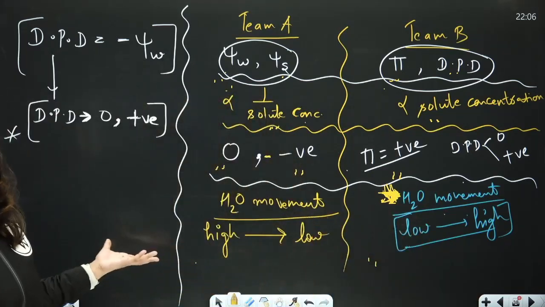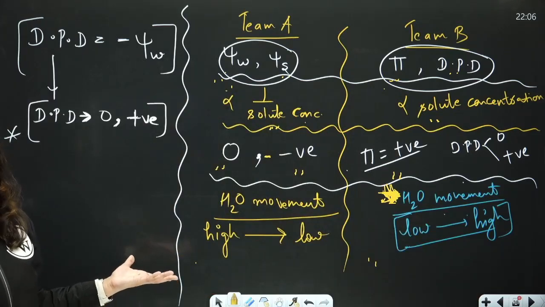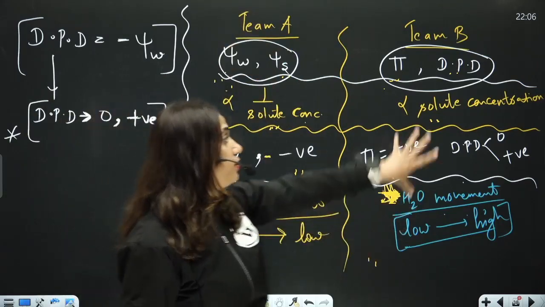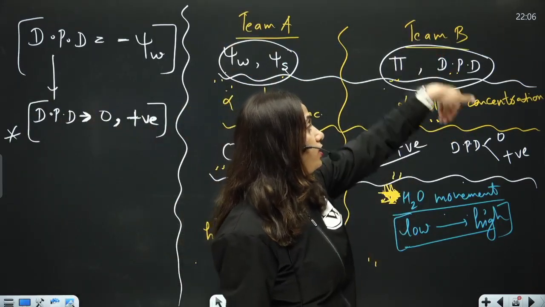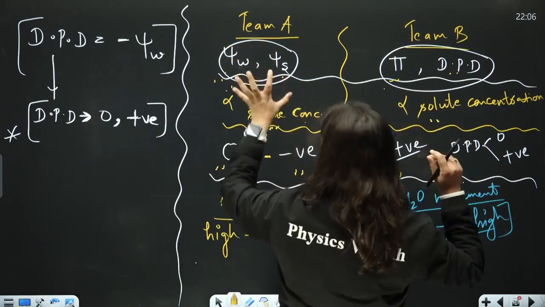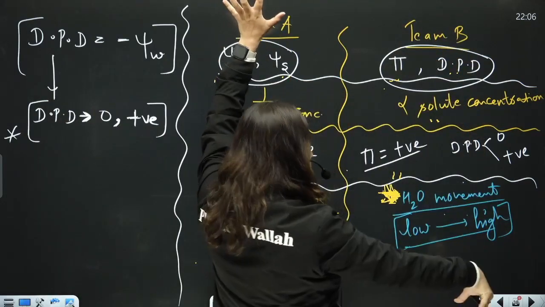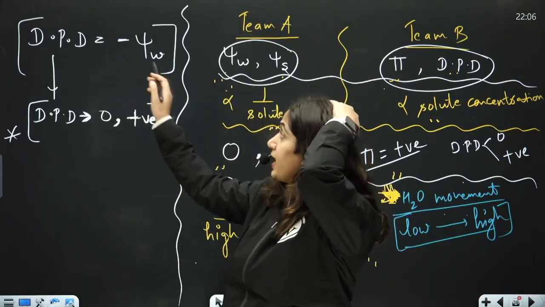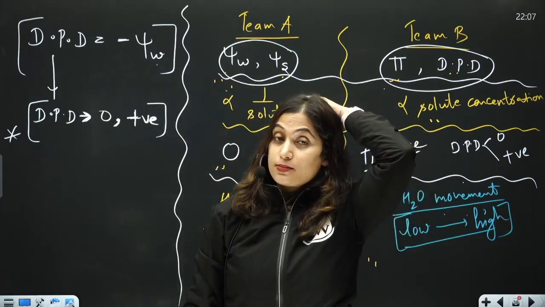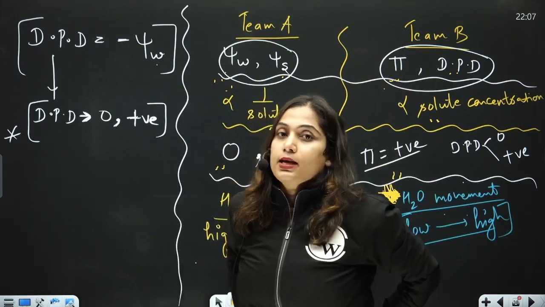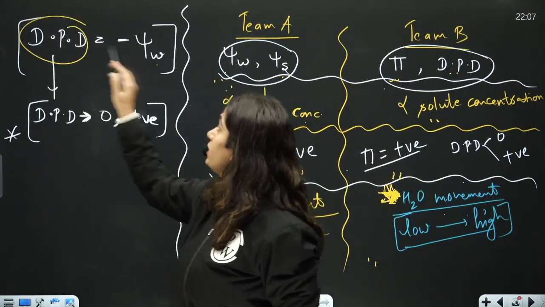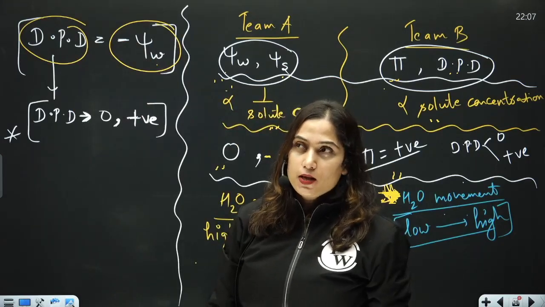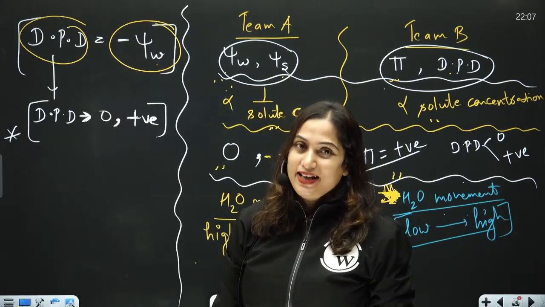So we have made these two teams, right? They will increase together, decrease together. They will increase together, decrease together. When these two increase, these two will decrease. Clear? And there is one important relationship between DPD and psi W also. Like pi was equal to minus psi S, likewise, DPD is equal to minus psi W. If water potential of a cell is minus 10, then DPD would be 10. Okay?